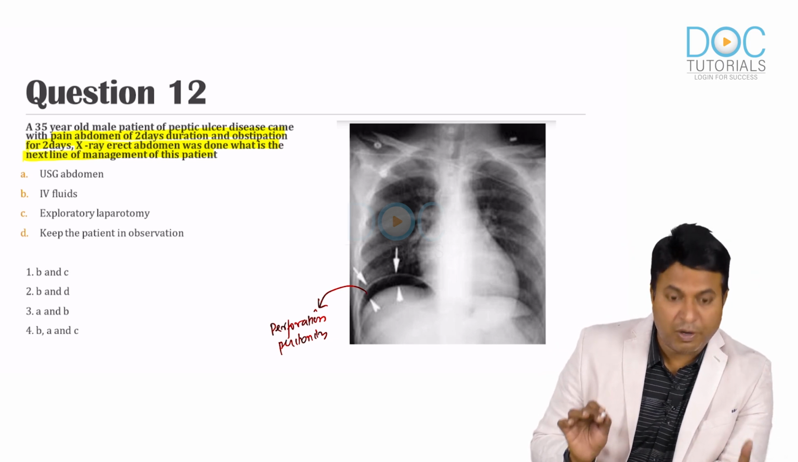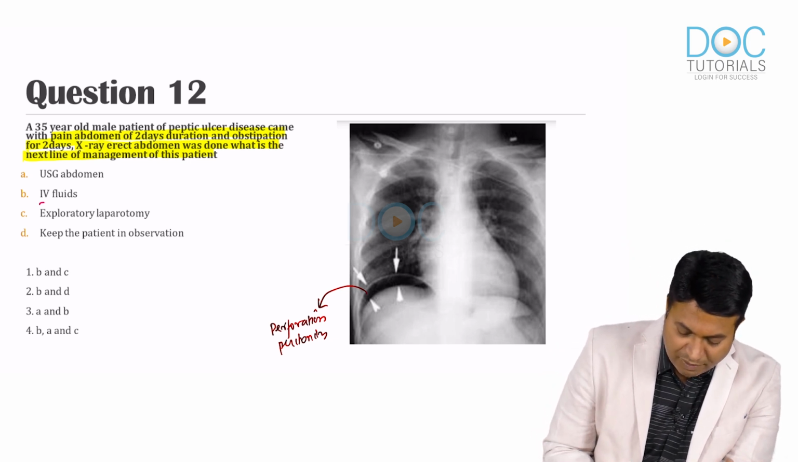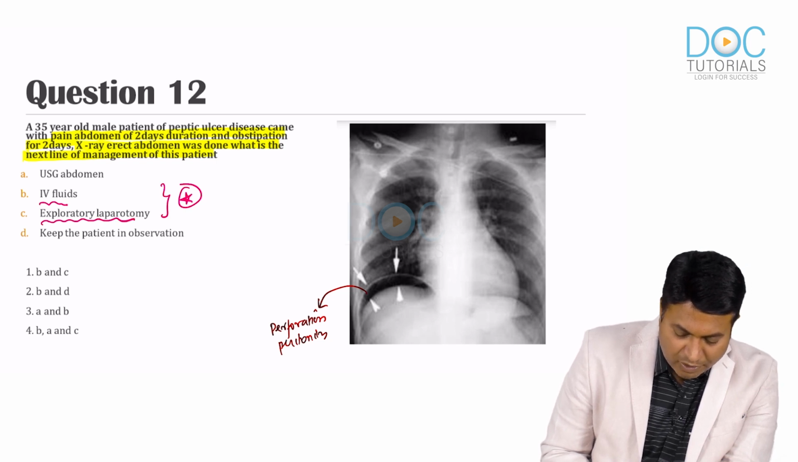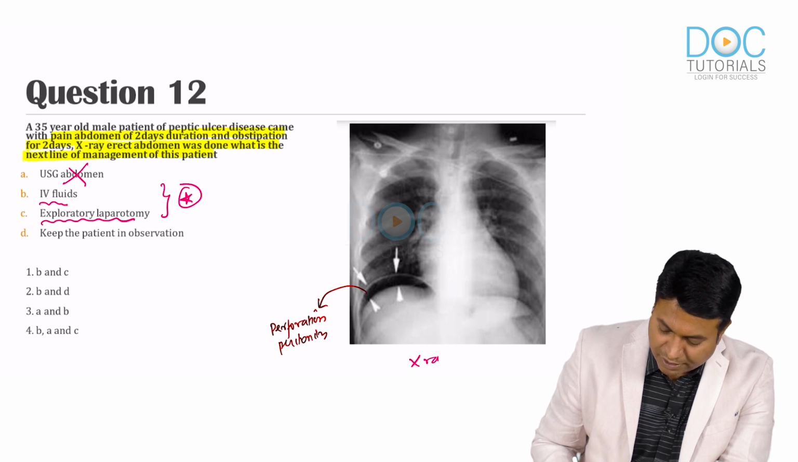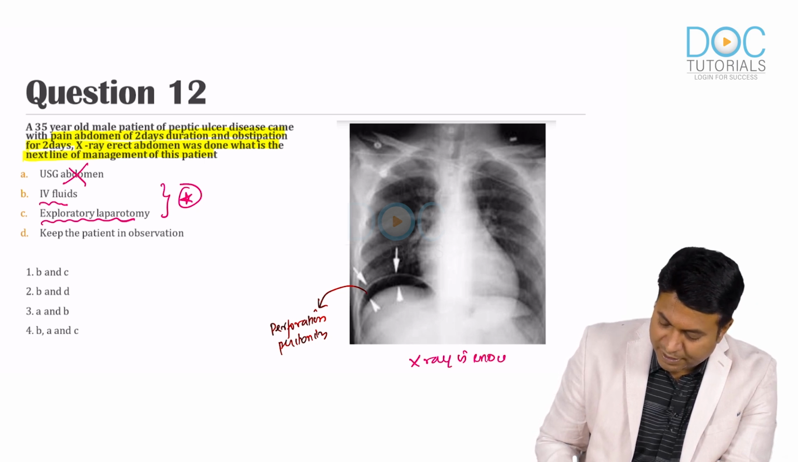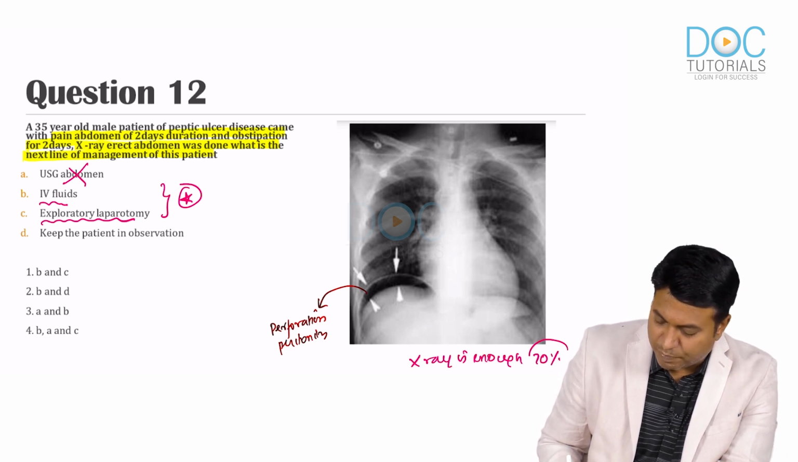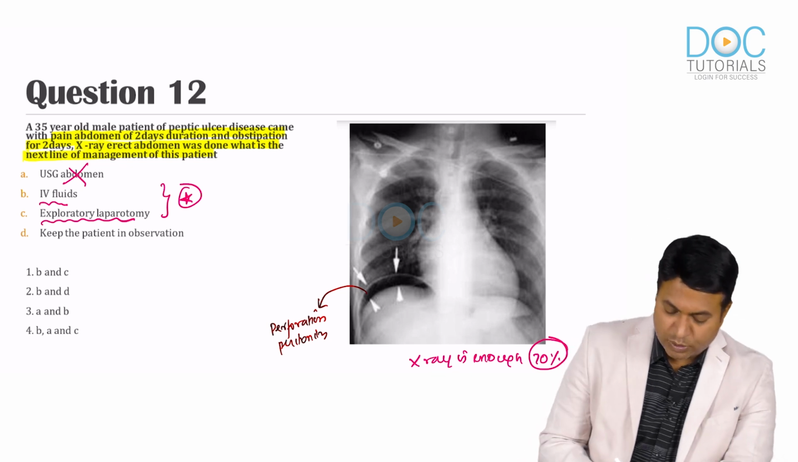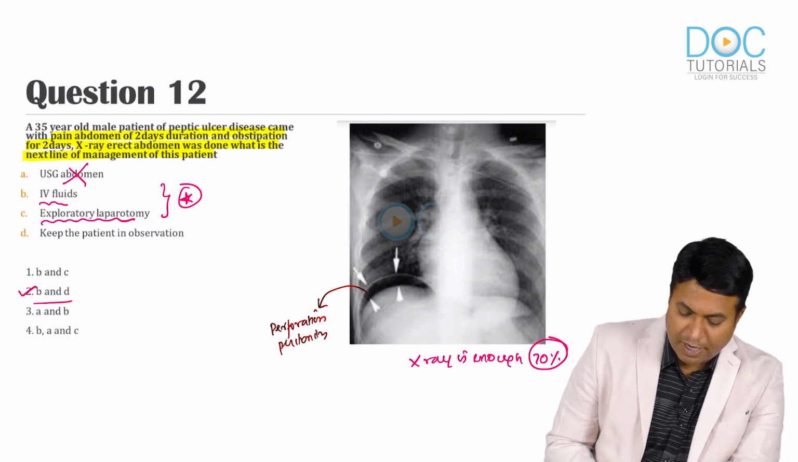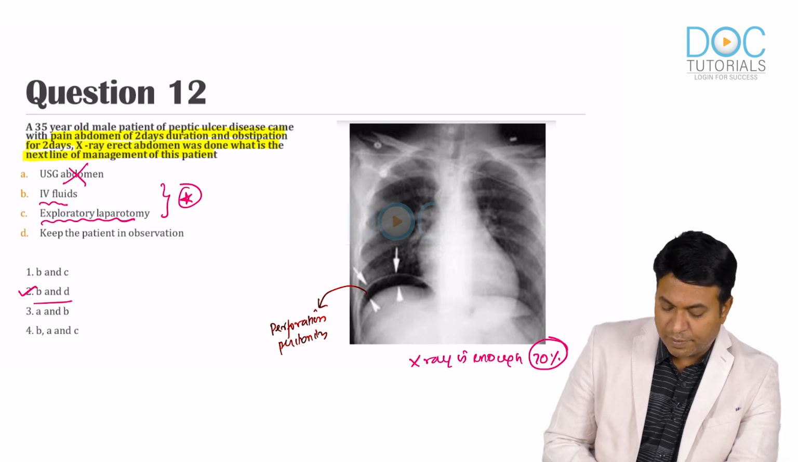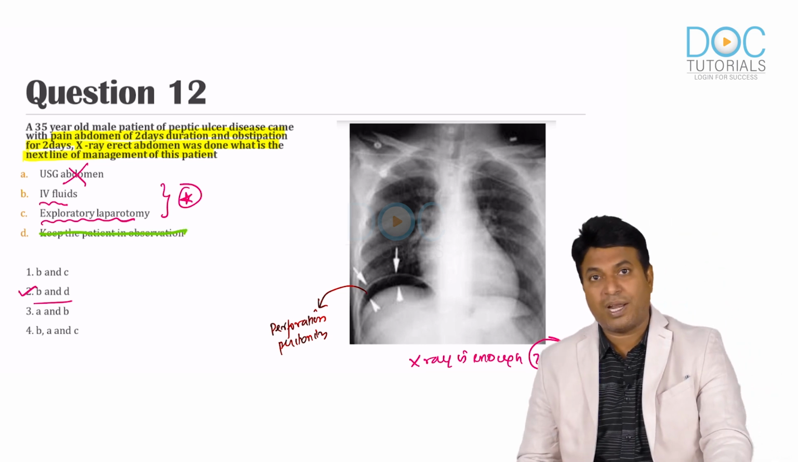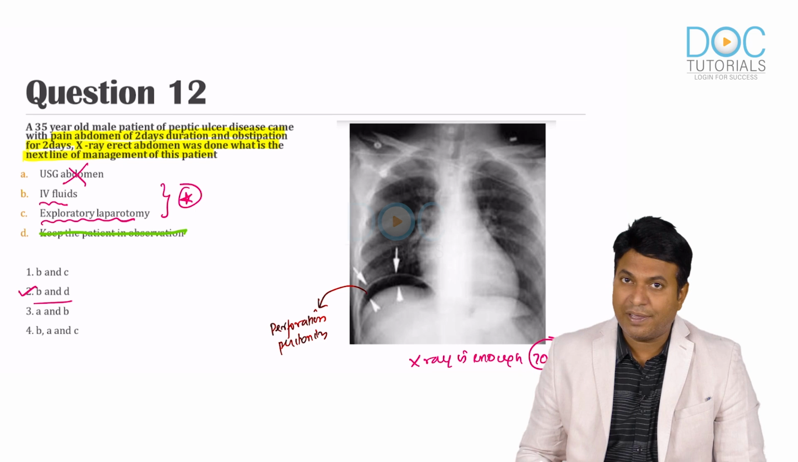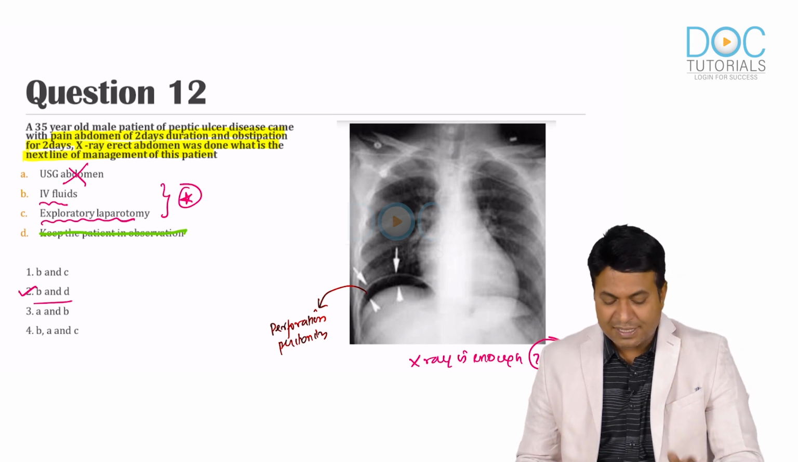So in a patient with perforation, the next line of management is IV fluids and laparotomy. That is a classical point. No need of ultrasound abdomen. X-ray itself is enough. In X-ray itself, 70% of cases of perforation can be diagnosed like this. So the answer here is B and C. Keeping the patient in observation is the worst treatment. You should never manage them conservatively. You should shift them to operation as early as possible.